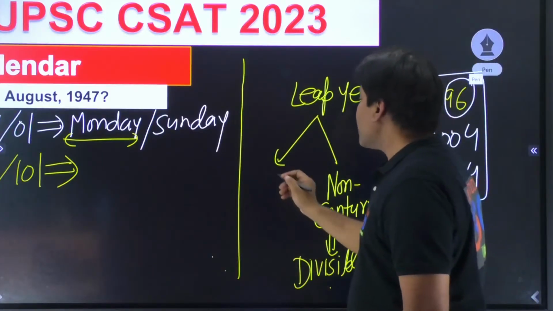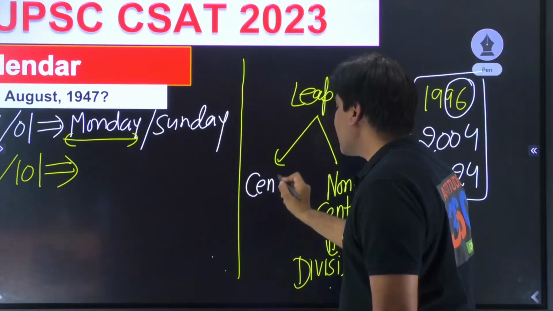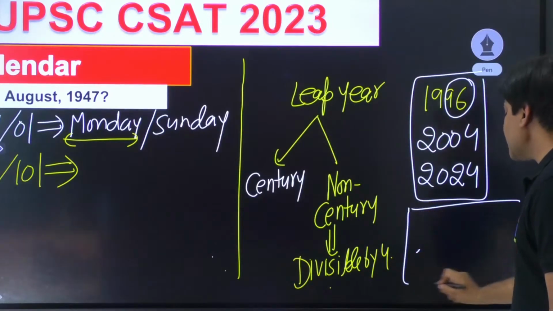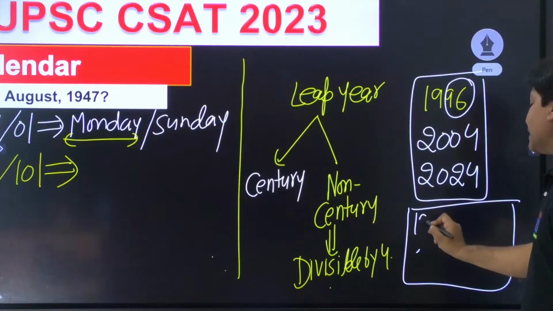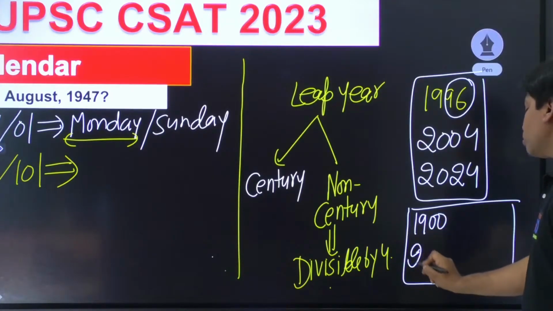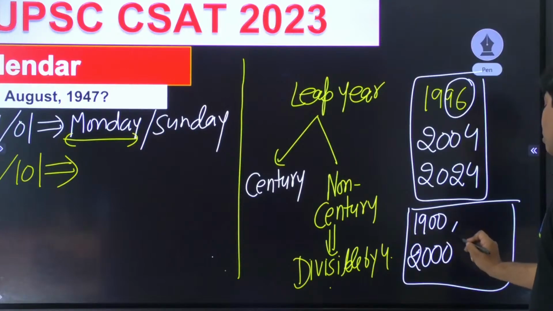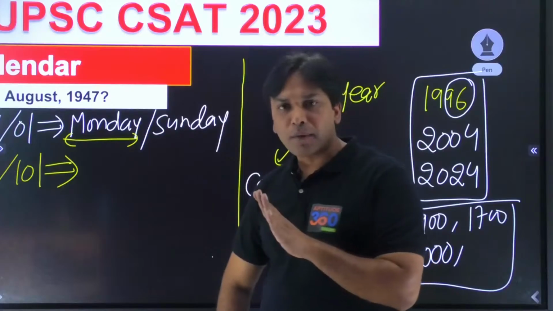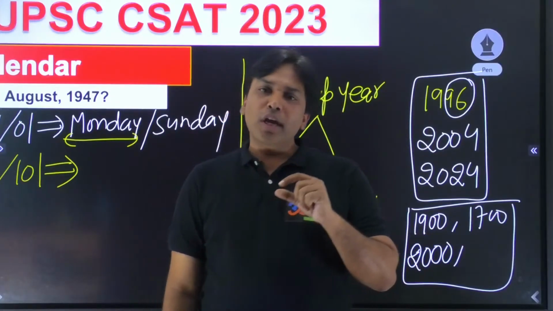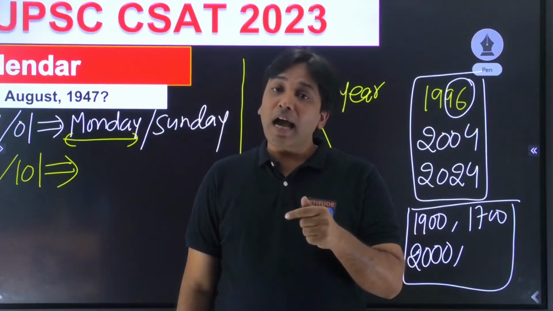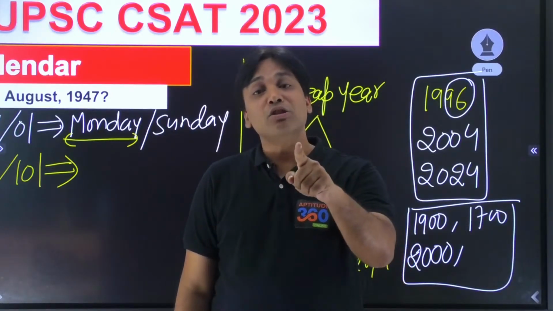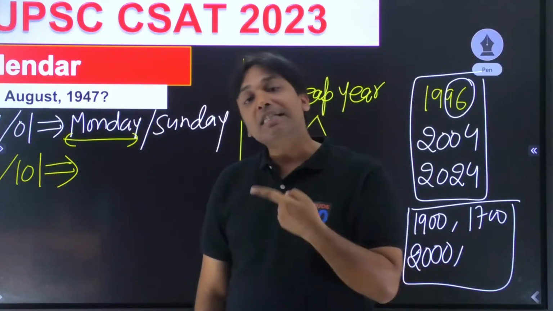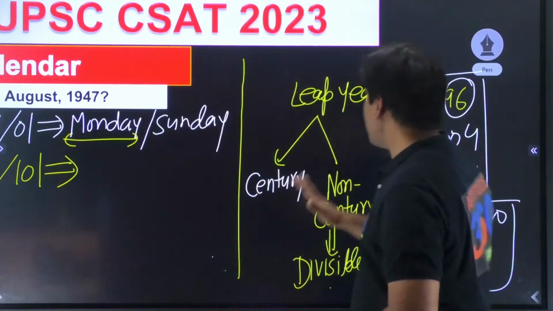But if your year is a century, what are the years that are centuries? If I say 1900 or 2000 or 1700, last में 00 होगा only, then this is a century, right? So if a year is a century, even if it is divisible by 4, it is not a leap year. What is that I said? वापस से सुनो. Even if it is divisible by 4.